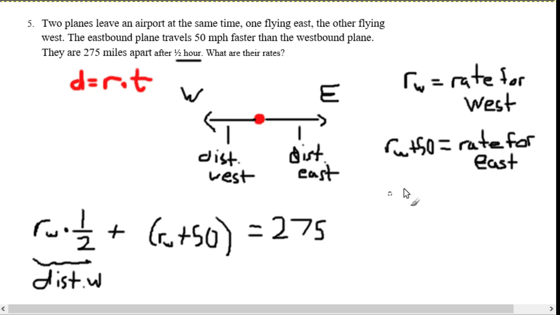Okay, and once again, the time is exactly the same. I'm going to put the 1/2 out front. You could put it on the other side, but I like putting the 1/2 out front because that makes it so I know I have to distribute this 1/2. Okay, so this is my distance east.